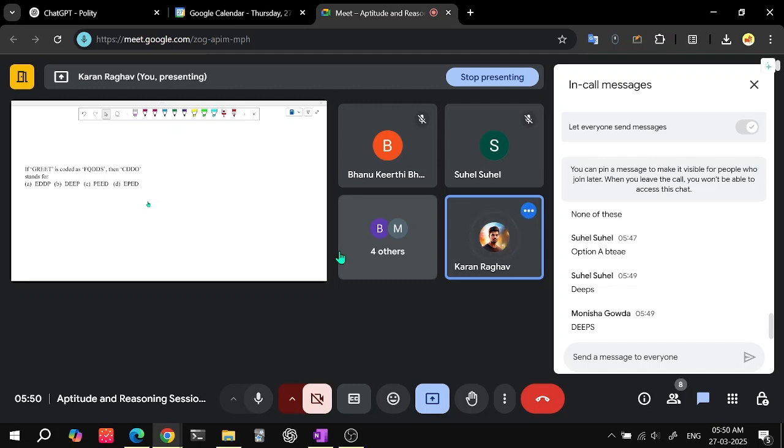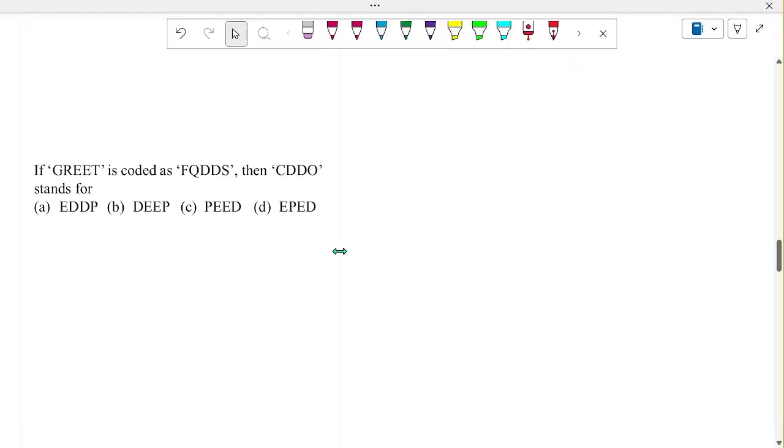Corresponding letters means G and F, R and Q, E and D, again E and D. You see, E is written as D. From there you should be able to understand. So answer is D E E P. Okay, Monisha has given the answer. We'll see.